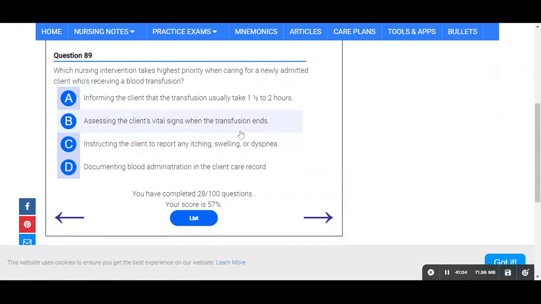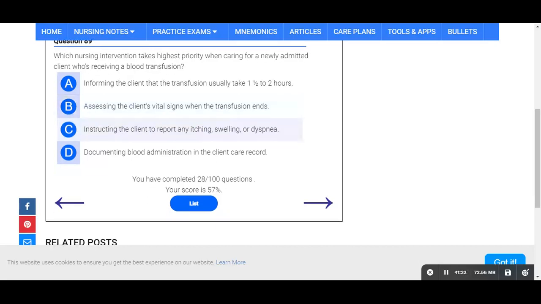Now let's try another question. Which nursing intervention takes highest priority when caring for a newly admitted client who's receiving a blood transfusion? Okay, now it's about prioritizing. Number one, letter A, informing the client that the transfusion usually takes 1/2 to 2 hours, assessing the client's vital signs when the transfusion ends, instructing the client to report any itching, swelling, dyspnea, documenting blood transfusion in client care record.